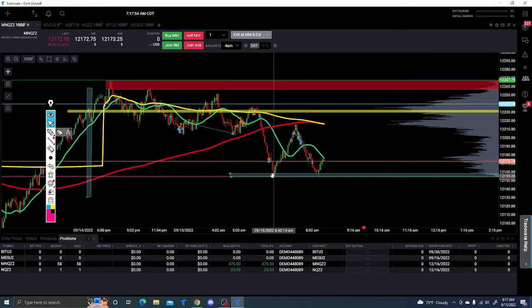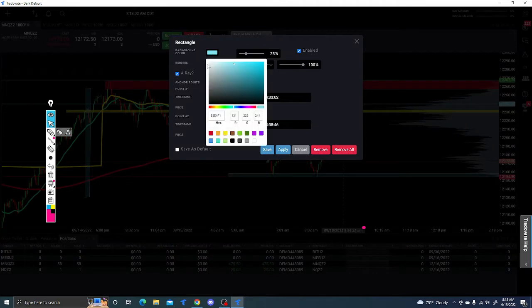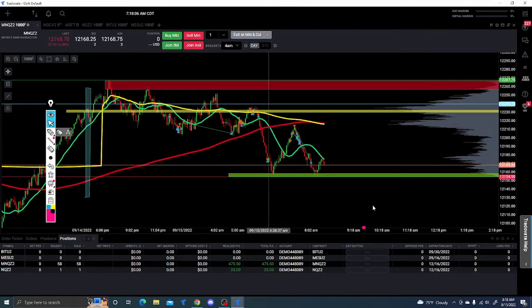And we're going to go from the close of the candles, not the wick, to the close of the wick, all right? And we are going to make this green as an area of support. Pretty simple so far, huh?